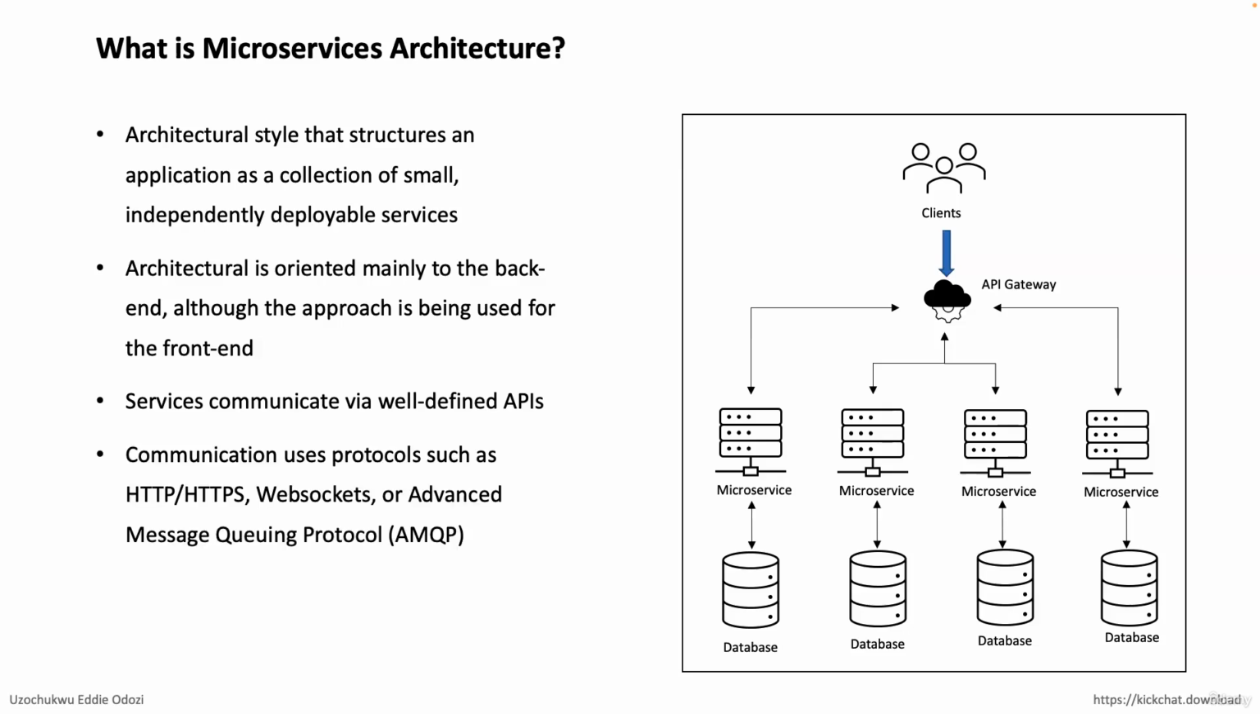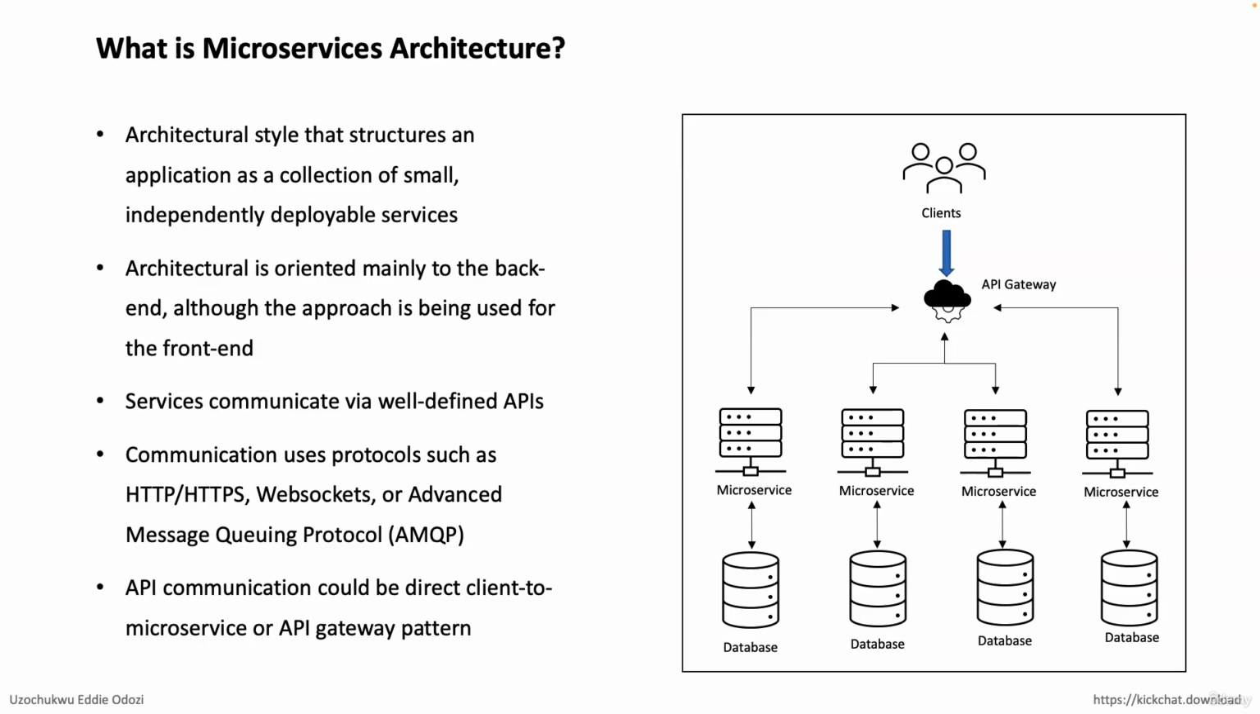Communication uses protocols such as HTTP or HTTPS, WebSockets, or the Advanced Message Queuing Protocol, AMQP. We are going to use that for our events when we implement RabbitMQ. So this is just the basic idea of what a microservice architecture is.